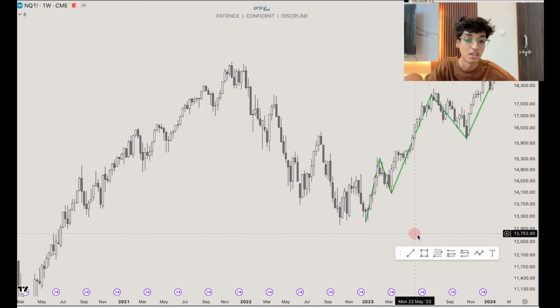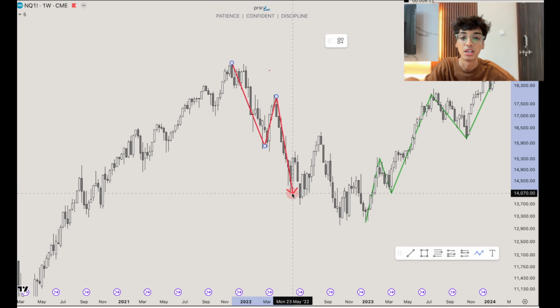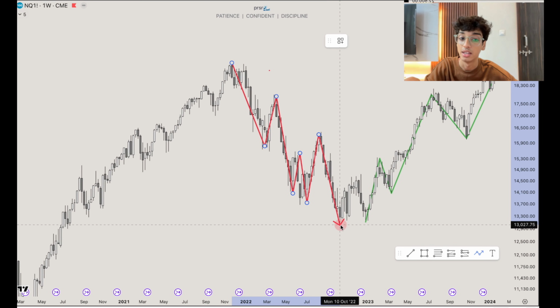Same as that, guys, we have the downtrend. We create a high, then we create a low, then we again create a lower high, then again a lower low, lower high, lower low, a higher high but again a lower low.